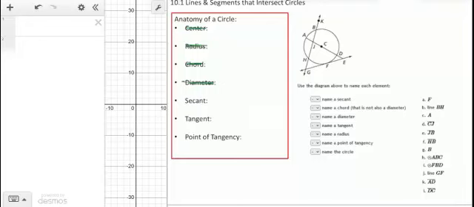So the next two happen to be names of different types of lines that interact with a circle. A secant is a line that intersects a circle at 2 points.